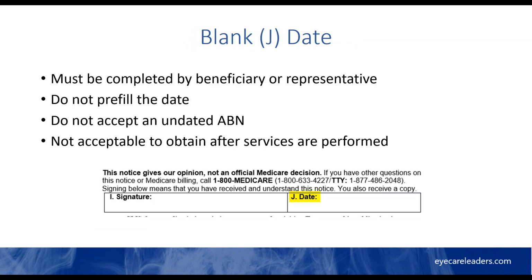The beneficiary or representative must also write the date he or she signed the ABN. If the beneficiary has a physical difficulty with writing and requests assistance in completing this blank, the date may be inserted. You must not complete the date prior to delivery of the ABN. In addition, do not accept an undated ABN. Undated ABNs are considered incomplete, and the practice will not be able to bill for the denied services. It is not acceptable to contact the beneficiary after the services are performed to sign and date the ABN.